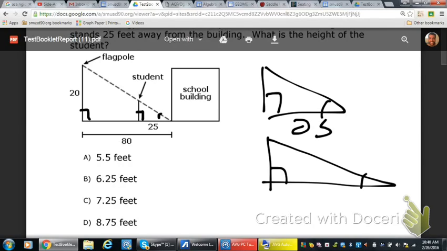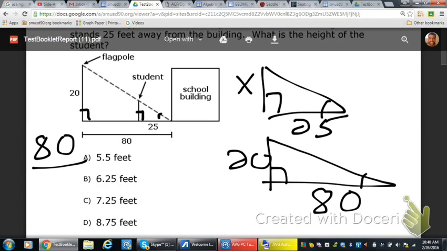This is the smaller 25. We don't know what the height of the student is. This is 80 and this is 20. The moment you see angle, angle, two triangles have two angles that are equal, you want to think proportion. So I'm going to set up a proportion, 80 over 25 equals 20 over x.